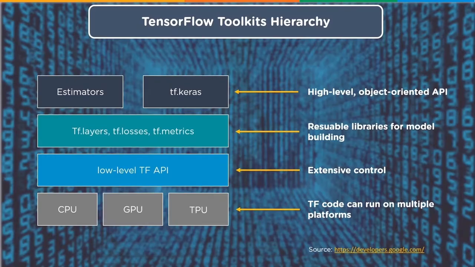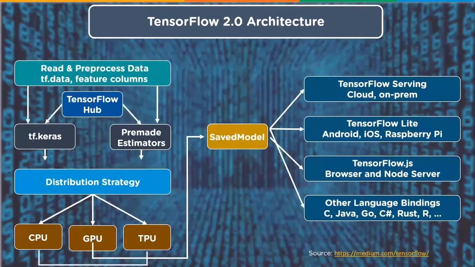And moving on from the hierarchy to the architecture, in the TensorFlow 2.0 architecture, you can see on the left, this is usually where you start out with, and 80% of your time in data science is spent pre-processing data, making sure it's loaded correctly and everything looks right. So the first level in TensorFlow is going to be your read and pre-processed data, your TF data feature columns. This is going to feed into your TF Keras or your pre-made estimators, and you have your TensorFlow Hub that sits on top of there so you can see what's going on. Once you have all that set up, you have your distribution strategy.